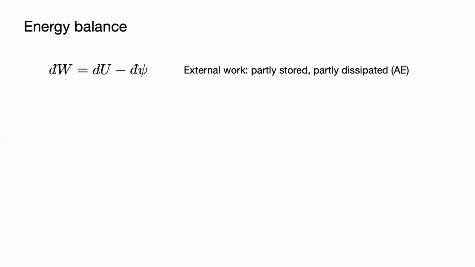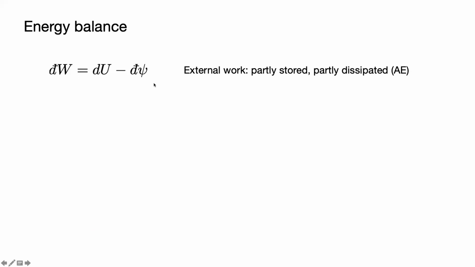So simply, what I write, without the effect of viscosity, is that the external work, W, will be either stored, and d is the differential, the change between two equilibrium configurations, as U, the internal energy, or dissipated by acoustic emissions by elastic waves. So this is psi, okay? I take the convention of writing it here as negative, as dissipation, but in the plots I'll just use the positive.